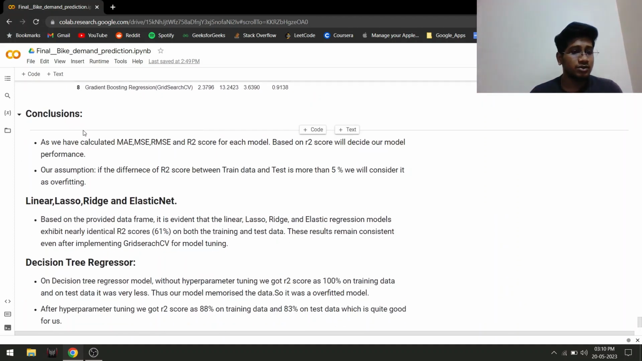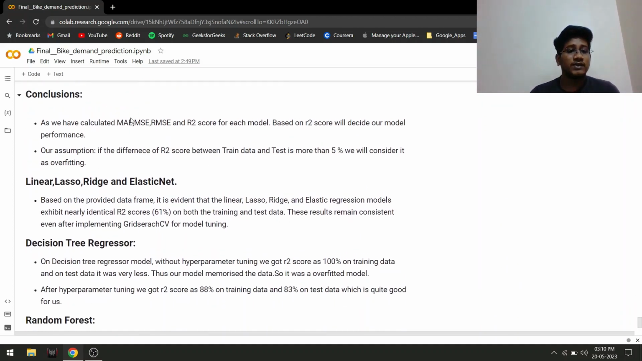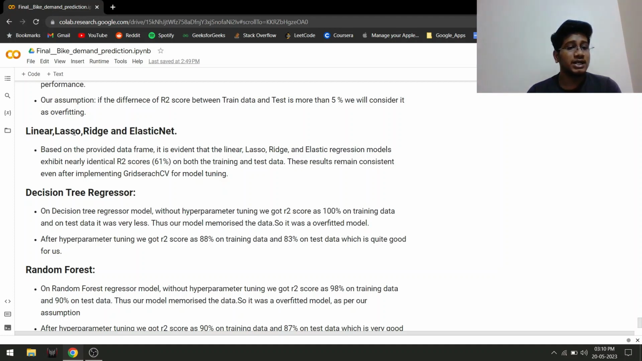So, in conclusion, as we have calculated MAE, MSE, RMSE and R2 score for each model, based on R2 score we will decide our model performance. Our assumption: if the difference of R2 score between train data and test data is more than 5%, we will consider it overfitting. Linear, lasso, ridge, and elastic net. Based on the provided data frame, it is evident that the linear, lasso, ridge, and elastic regression models exhibit nearly identical R2 score, that is 61%, on both training and test data. This result remained constant even after implementing grid search CV for model tuning.